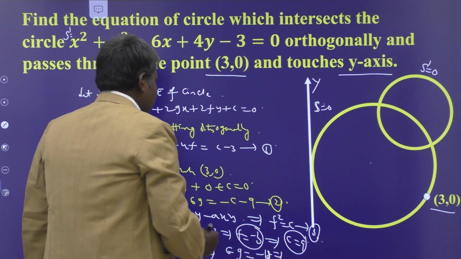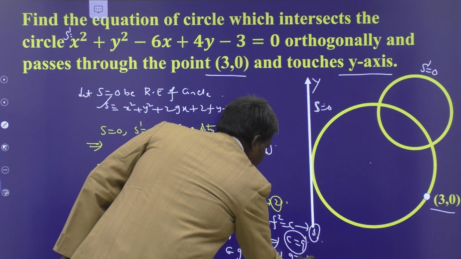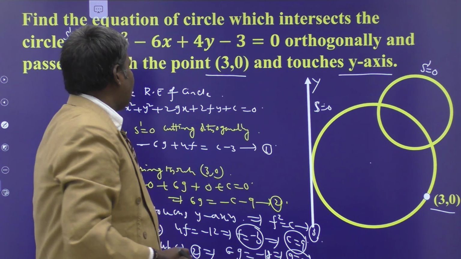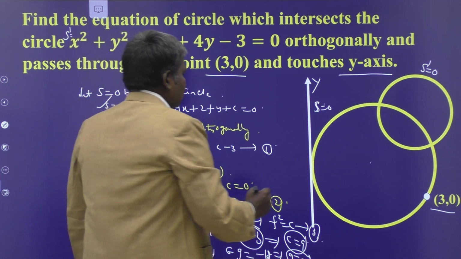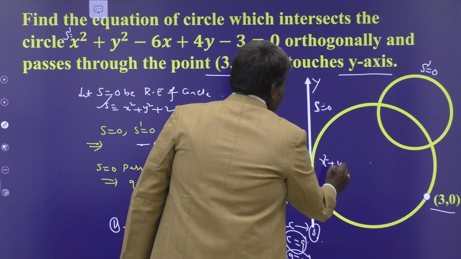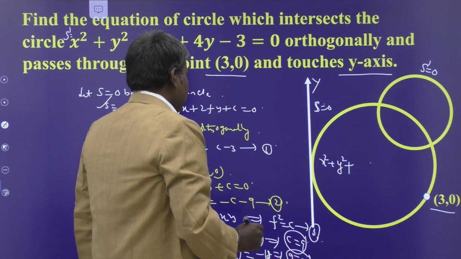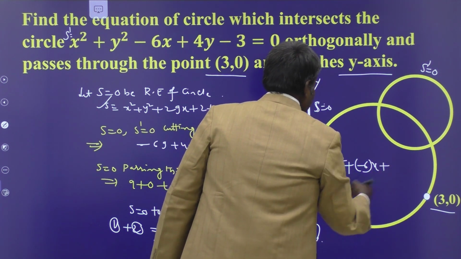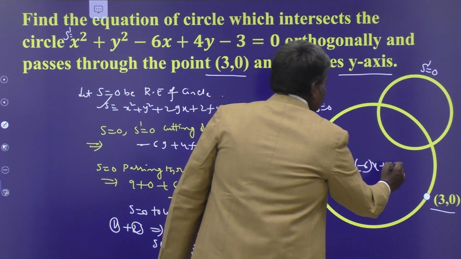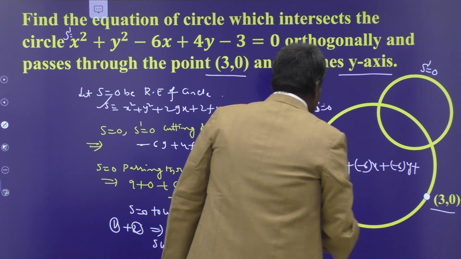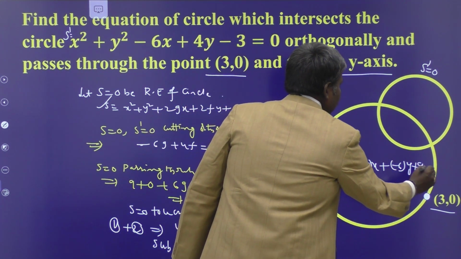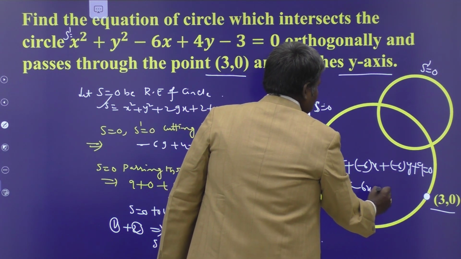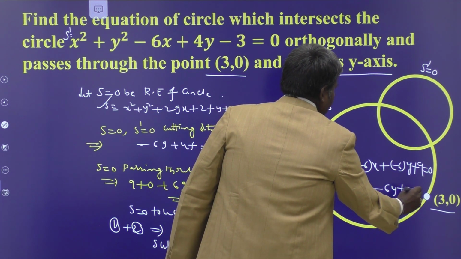Implies g is also minus 3. We have g equal to minus 3, f equal to minus 3 and c equals 9. What is the required answer now? x square plus y square plus 2gx, we mean minus 6x, plus 2fy, 2 into f is also minus 3, minus 6y, plus constant, what is that? 9 is equal to 0. It is nothing but x square plus y square minus 6x minus 6y plus 9 equal to 0.